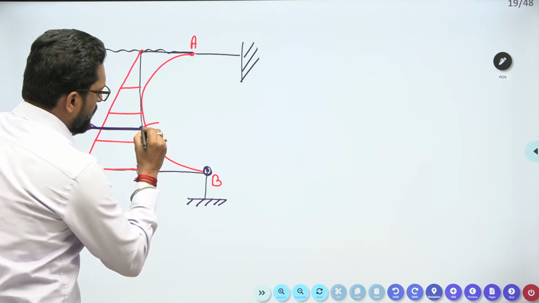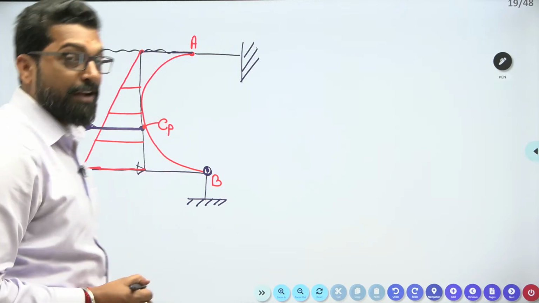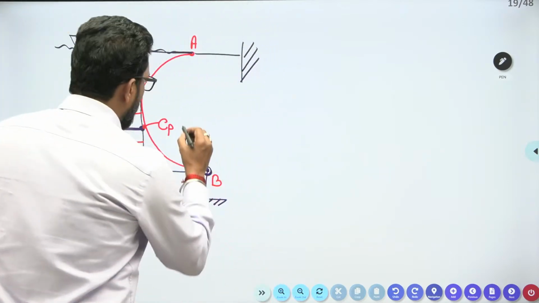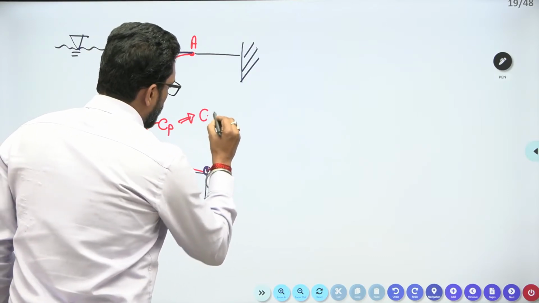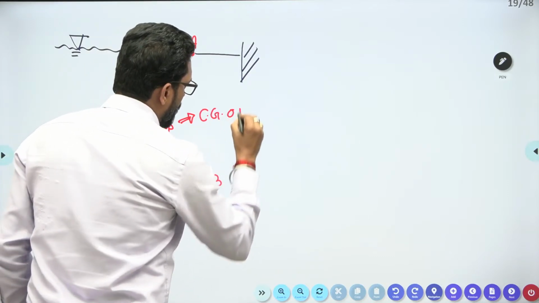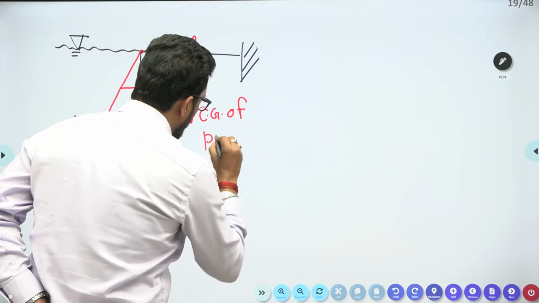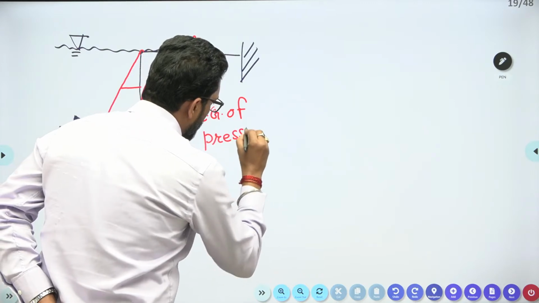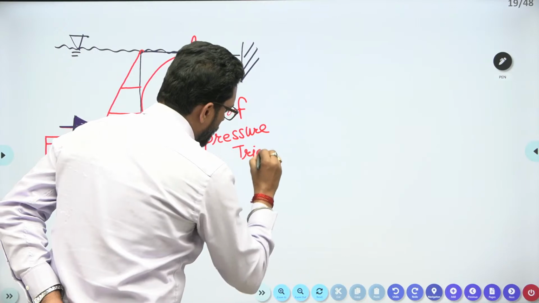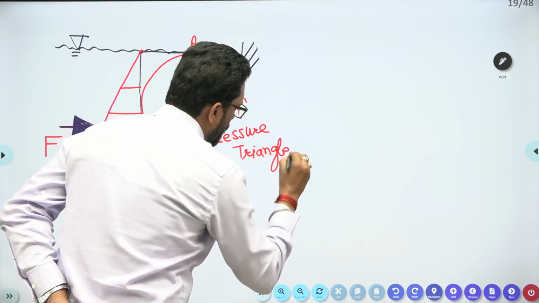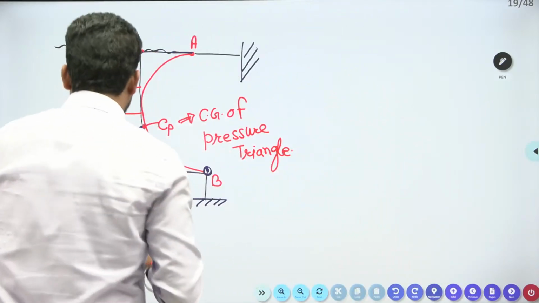Okay, so this is a point. This is your center of pressure, and this center of pressure is also the CG of the pressure prism, the pressure triangle. Yes or not? Pressure triangle. Mind it.